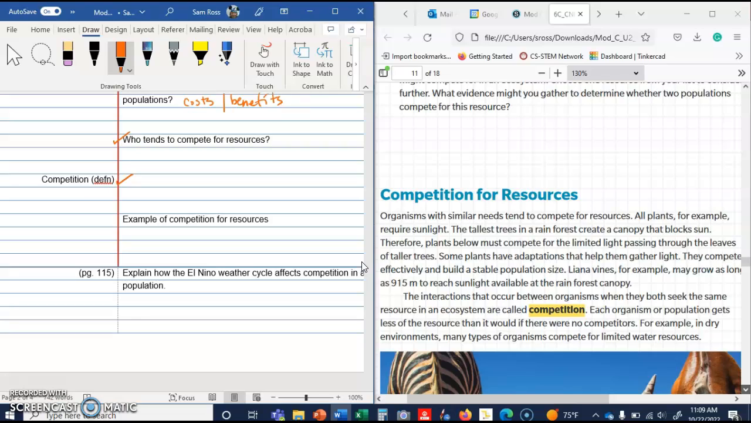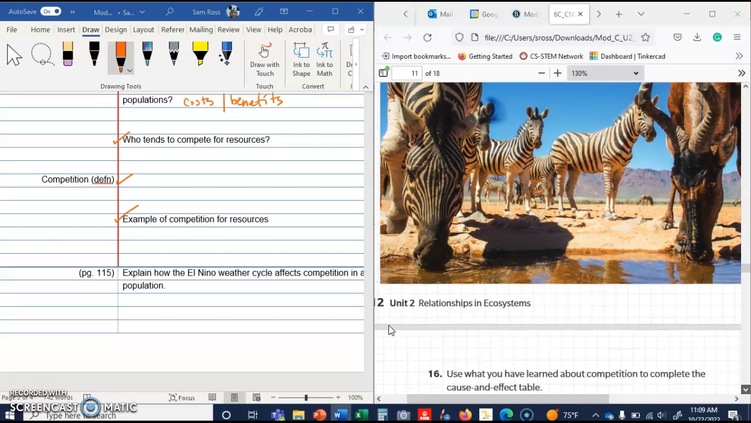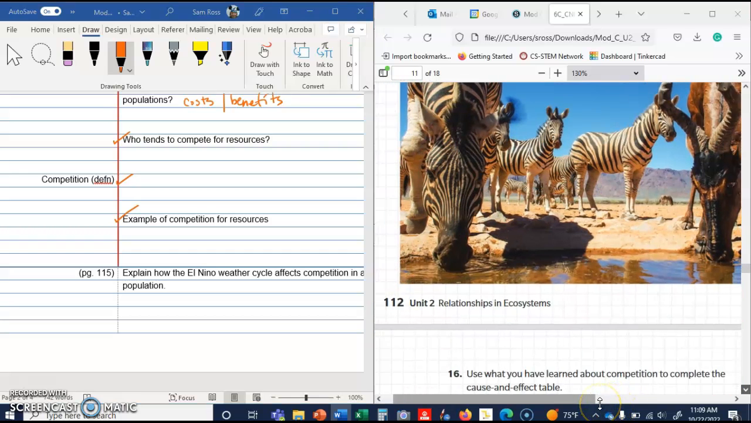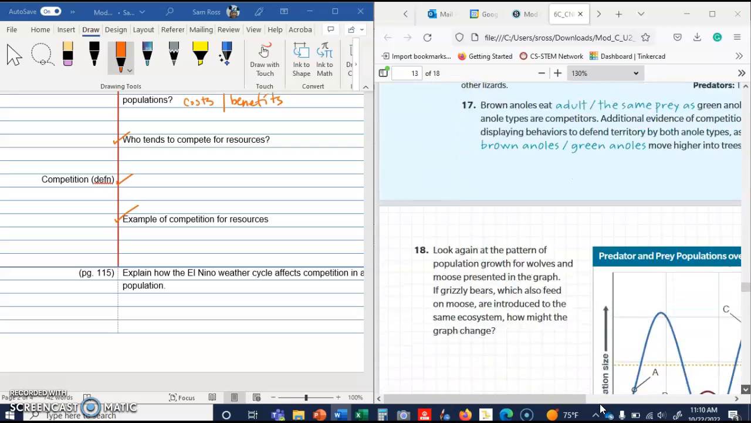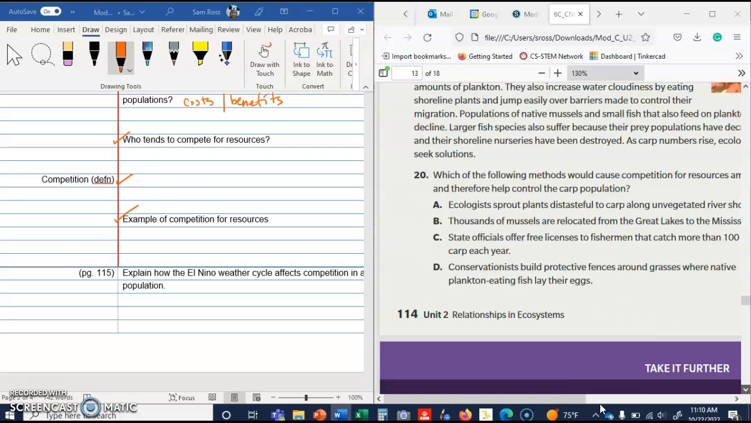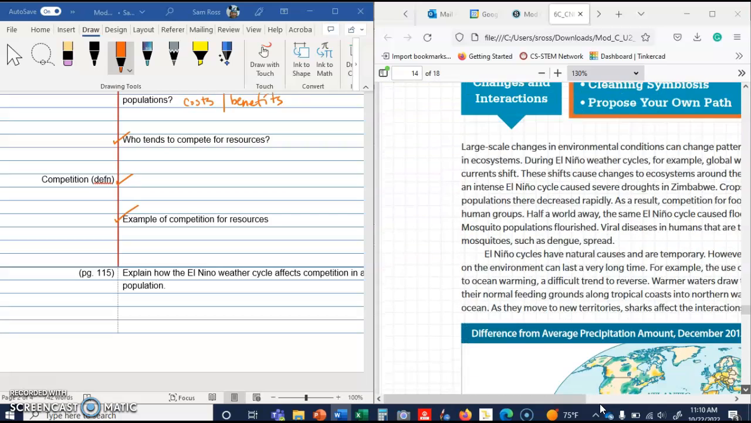And then an example of competition for resources. For example, in dry environments, many organisms compete for limited water. That would be an example. Okay. And then we have to go to page 115. So we're on page 112. We need to go to 115. So that's 113, 114. This is 115.